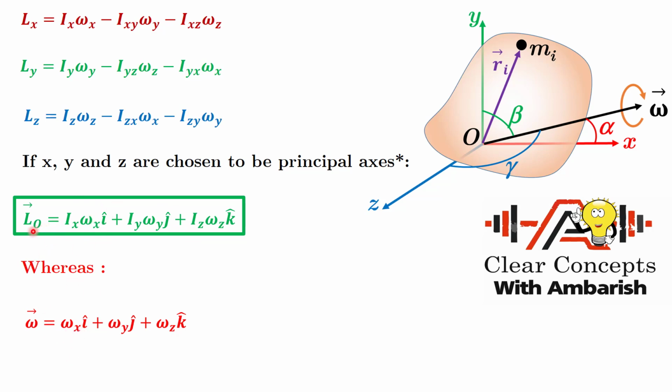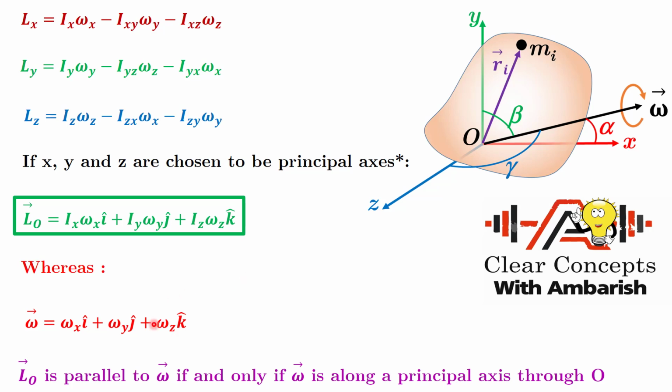So that means omega is along one of the principal axes. Let's say it's only along the x axis, or only along the y axis, or only along the z axis. In that case L about O will be parallel to the omega vector, but otherwise in general it's not going to be parallel. So we can say that L about O is parallel to the omega vector if and only if the omega vector is along a principal axis through point O. I hope this theory is clear, and now we are going to apply it to a particular example to illustrate it further, so that you get a command over the use of the concept.